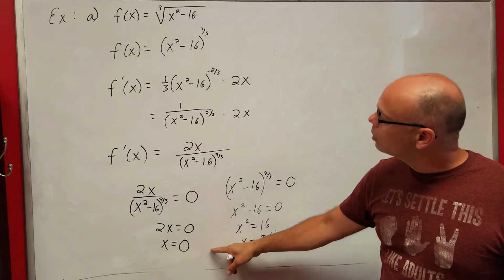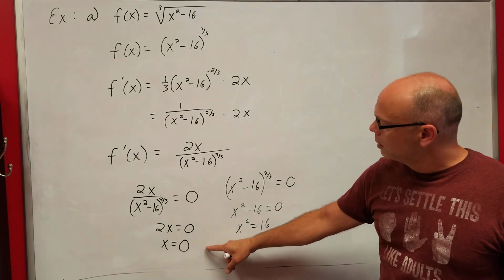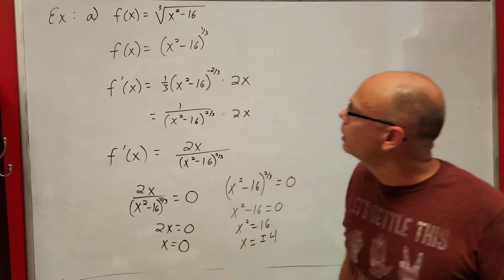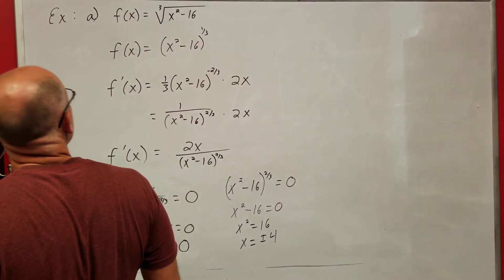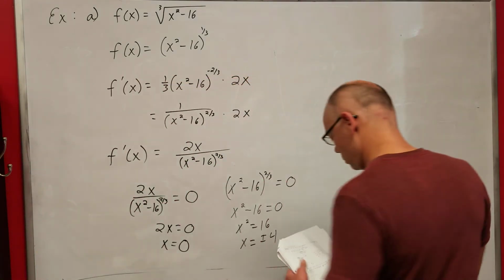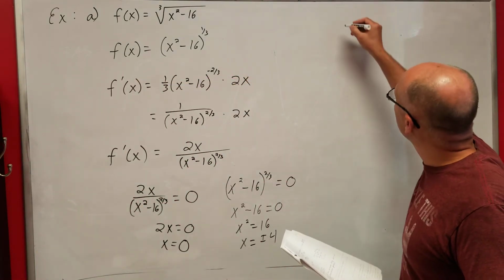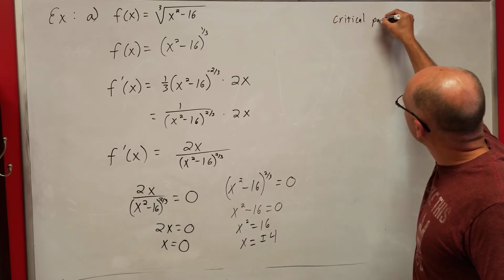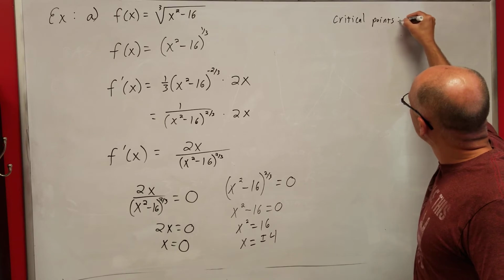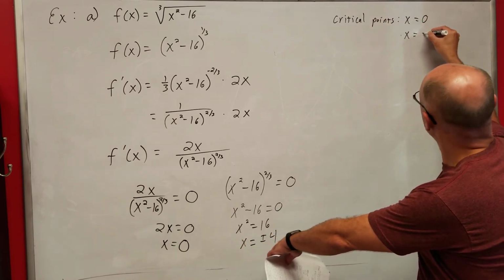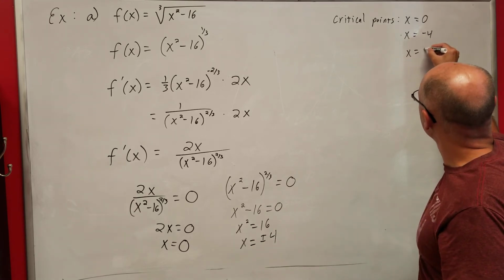Well, actually they all are, right? Look at your domain of f. What will your domain of f be if you have a cube root? It'll be all real numbers, right? So what did it ask me to do? Find all critical points. So critical points will be x is equal to 0, x is equal to -4, and x is equal to +4.